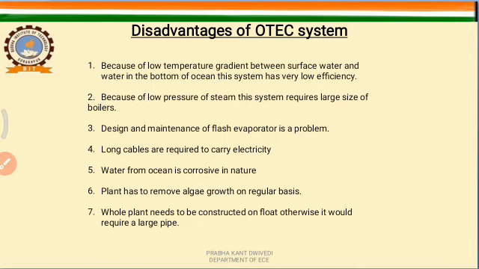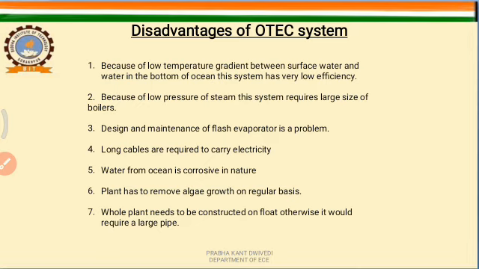Some of the disadvantages are there. Because of low temperature gradient between surface and water in the bottom of the ocean, this system has very low efficiency. But this low efficiency is not a problem at all. If we consider the temperature of the surface is somewhere around 30 degrees centigrade, and temperature of the bottom is somewhere around 10 degrees centigrade.